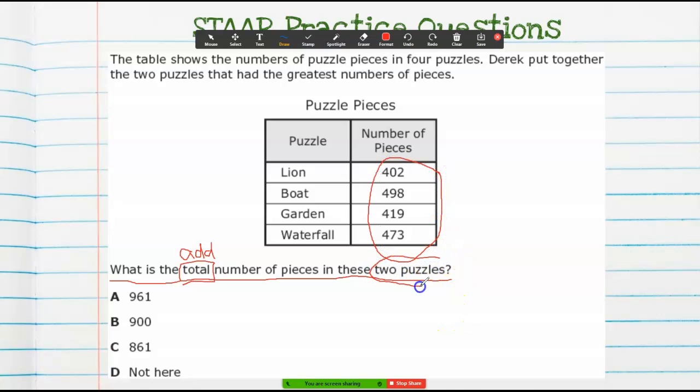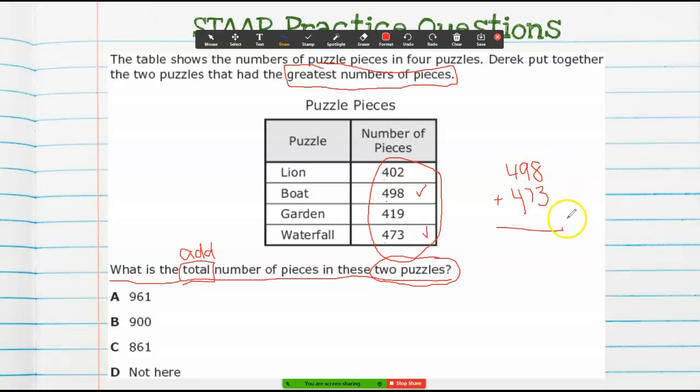No, I know I'm looking for 2 puzzles, but which 2 puzzles? Where does it tell us? Up here, it tells us the greatest number of pieces. So which 2 puzzles have the greatest number of pieces? Well, if I look here, all of my numbers start with a 4. Okay? Then I have a 0, a 9, a 1, and a 7. I know 498 and 473 are my greatest number of pieces. So I'm going to start with 498. And I know that I'm adding, because of the word total, 473.